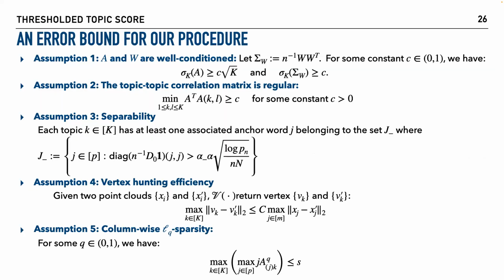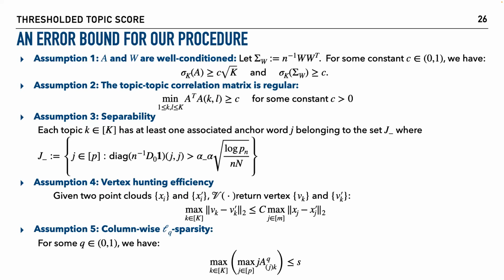Now let's see what error bounds we get. These are the assumptions that we will require. There are essentially five of them. Let me highlight what they mean. The first assumption is that A and W are well conditioned. That is to say, your topics cannot be too correlated, because what does it mean to reconstruct the topics if they're very much the same, interchangeable.